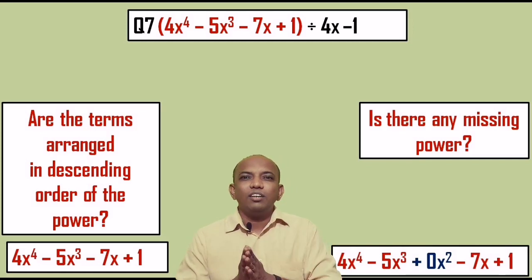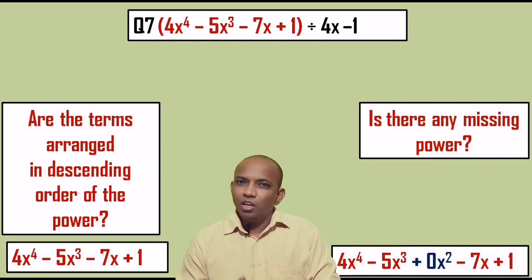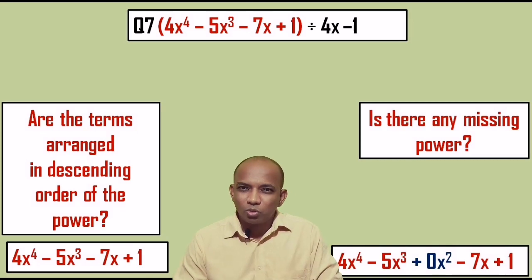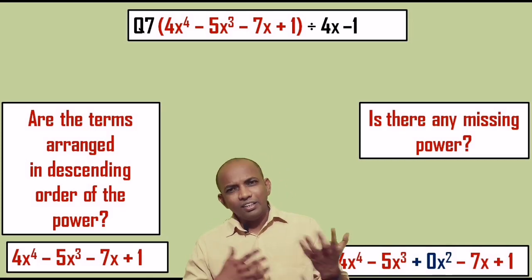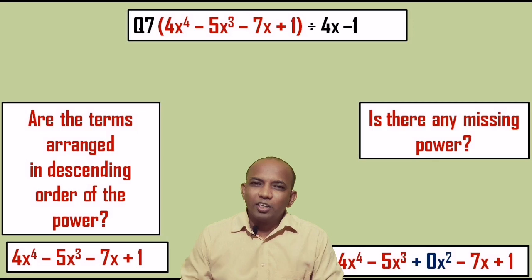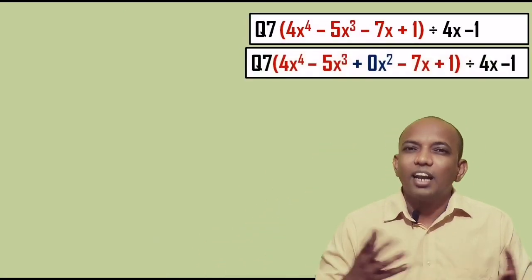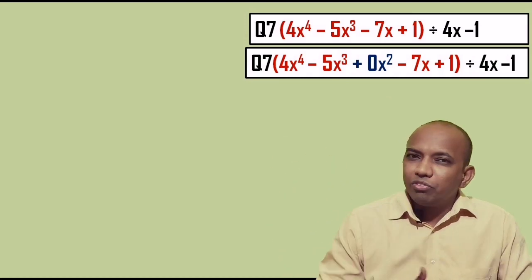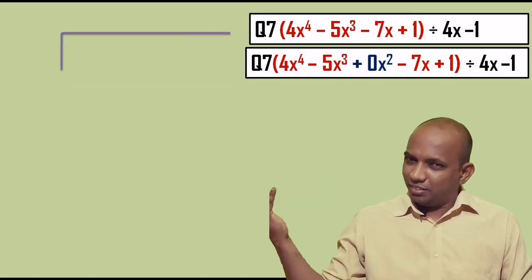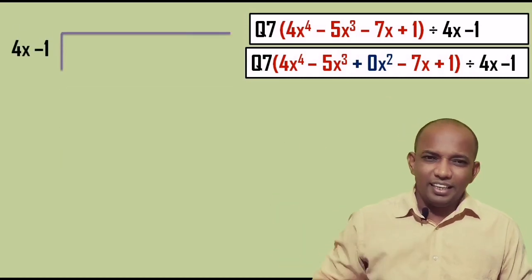So here we go, on the screen there is the new, not new, the modified question on the board, to be divided by 4x minus 1. Here we go with the new question, and we can start our division now. So 4x minus 1 will be written outside, being the divisor, and the dividend is there inside.